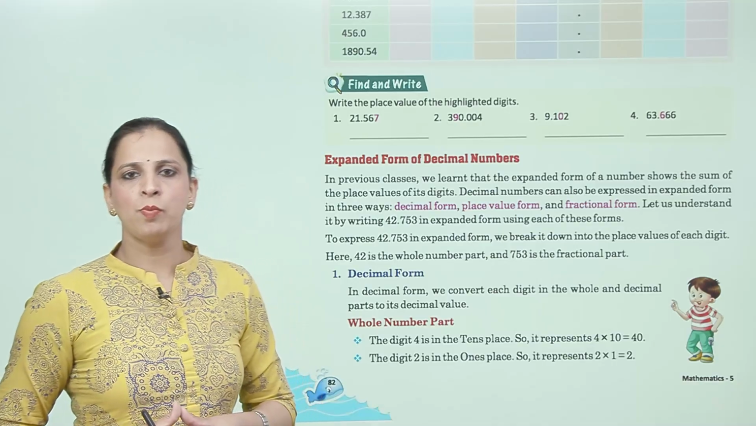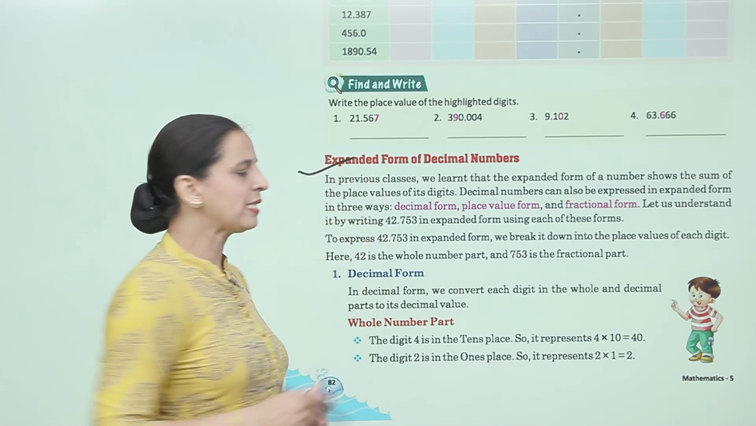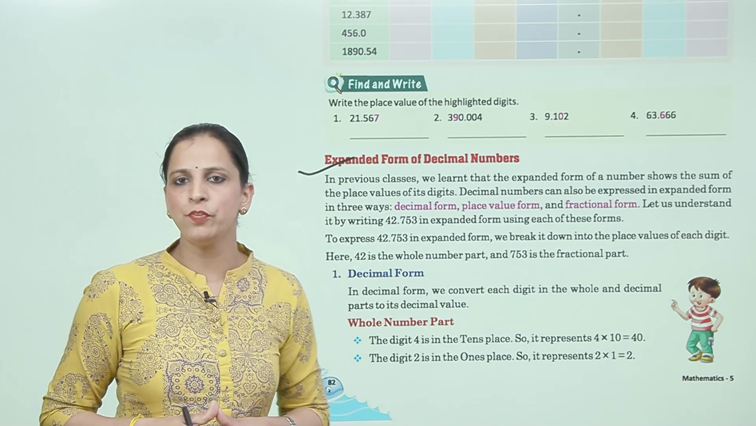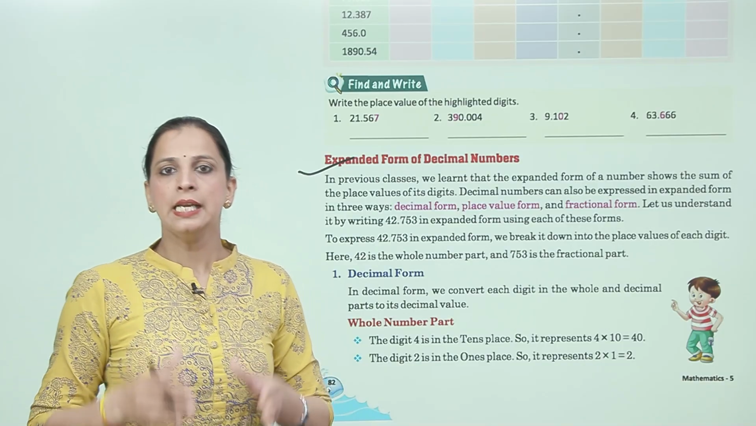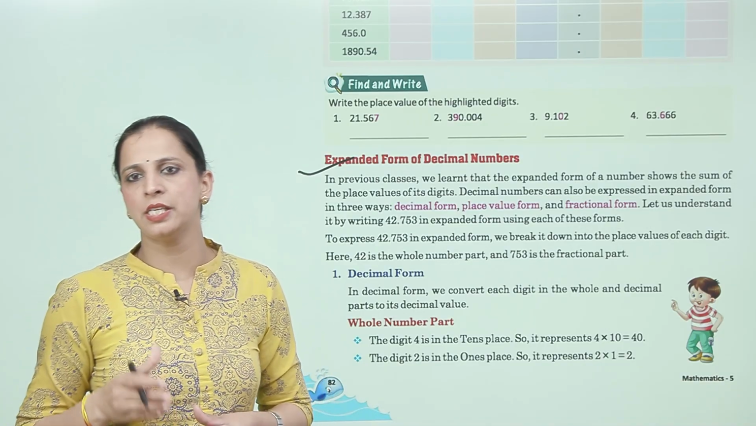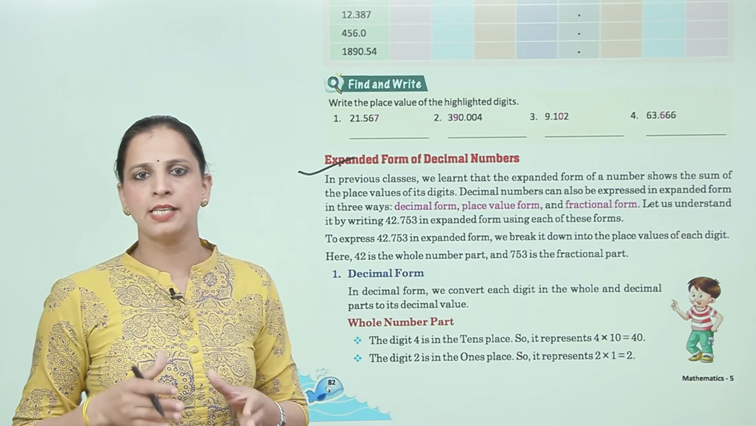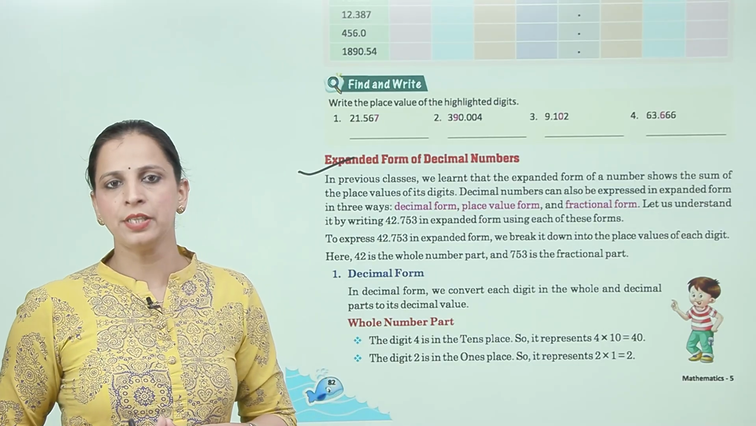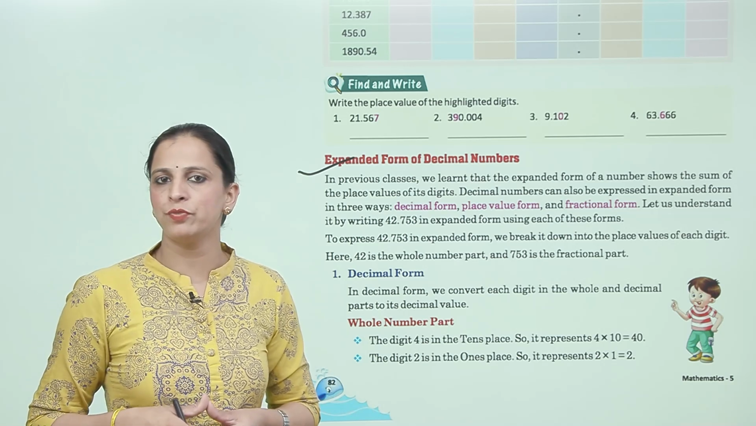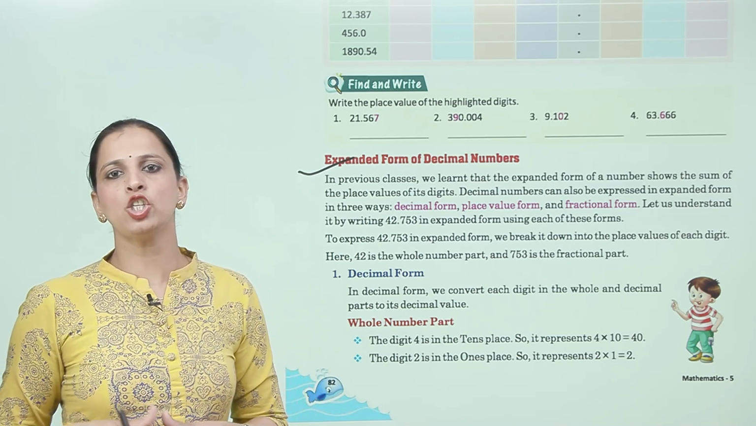Now expanded form of decimal numbers. In previous classes we learned that the expanded form of a number shows the sum of the place value of its digits. Decimal numbers can also be expressed in expanded form in three ways: decimal form, place value form and fractional form. Let us understand it by writing 42.753 in expanded form using each of these forms.